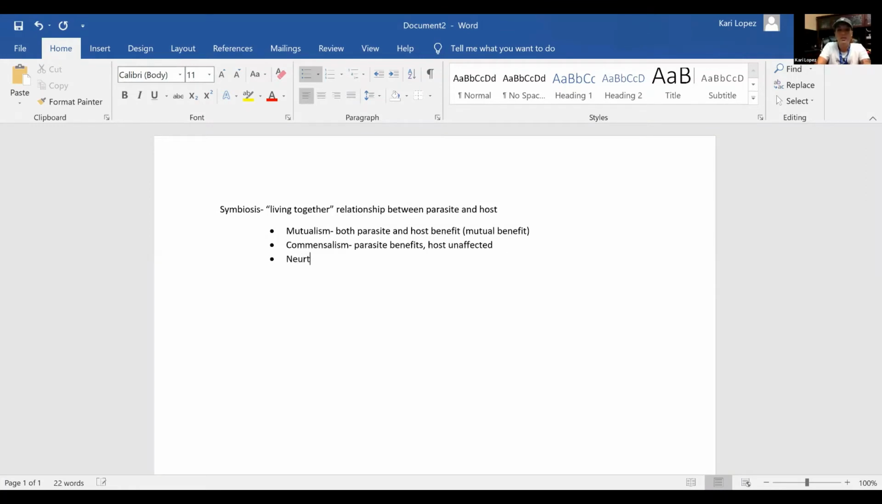And then there's neutralism. What does that sound like? Neutral. Yeah. So the difference between neutral and mutual: mutual is for a mutual benefit, but neutral is just unaffected. So parasite unaffected, host unaffected.